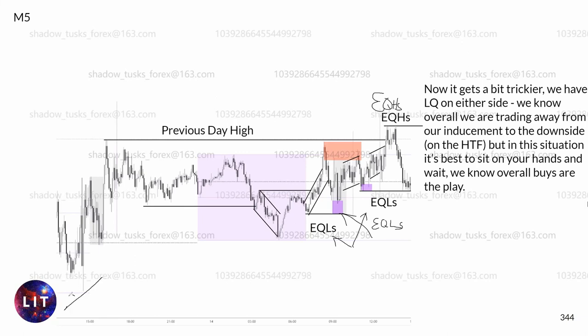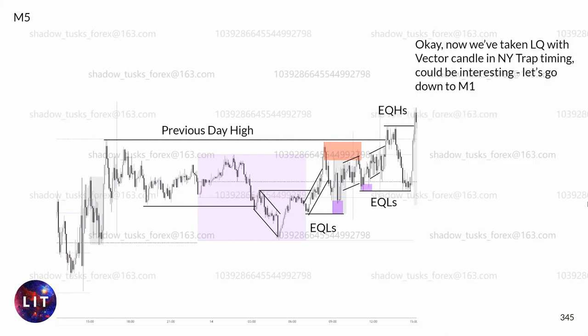Yeah, our higher time frame inducement, which was to the downside, and this inducement right here, even though it is in Asia, so it's not the best, but we can still understand, okay, major inducement, and then we have this inducement in Asia, right? But in this situation where you've got liquidity on either side, what you need to do is wait. You need to sit on your hands, not make any silly decisions, and wait it out. Let them show you what they're going to do.